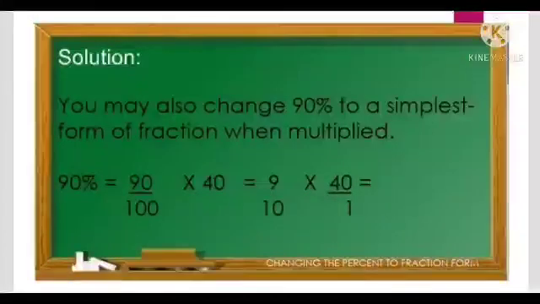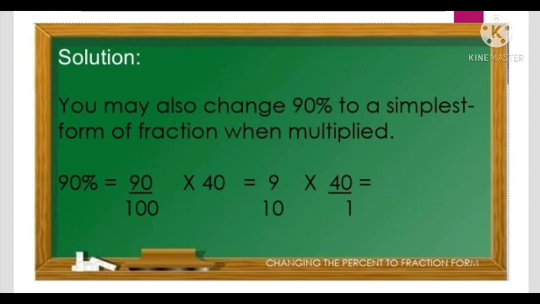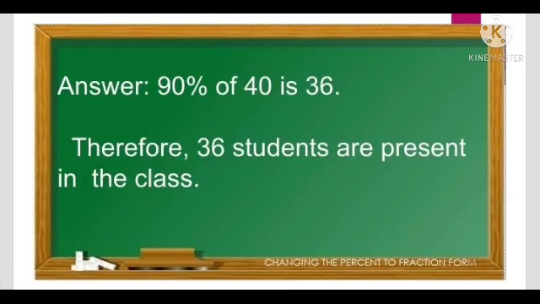You may also change 90% to the simplest form of fraction when multiplying. 90% is equal to 90 over 100 times 40, which in simplest form is 9 over 10 times 40 over 1. And the answer is 90% of 40 is 36. Therefore, 36 students are present in the class. That's how we compute for the percentage. Did you get it, grade 5 learners?